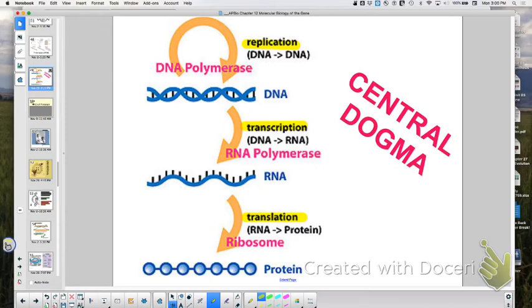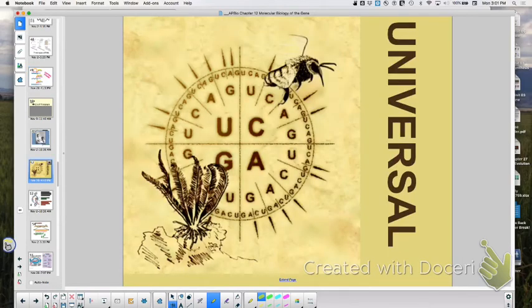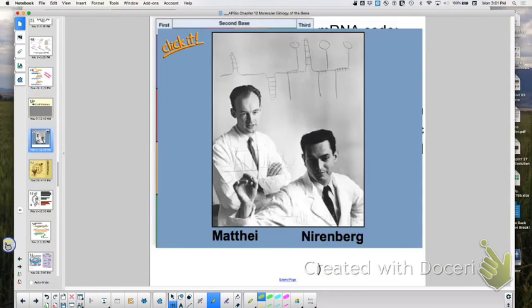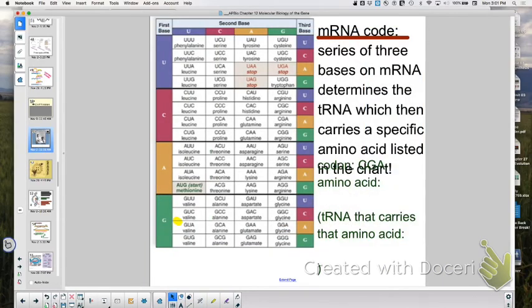It's universal, and that leads to LUCA. And remember, it's Nirenberg and Matthaei who came up with the genetic code. Remember, what do we look up? The codon, the anticodon, or the DNA? The codon. The mRNA, what does M stand for? Always look up the message. Every 3 bases are called a codon.